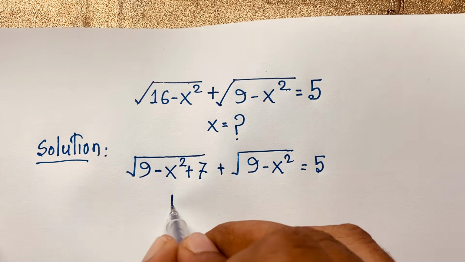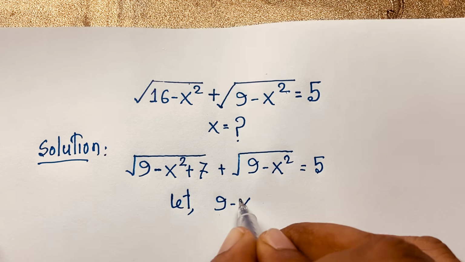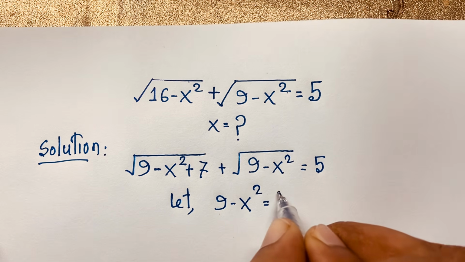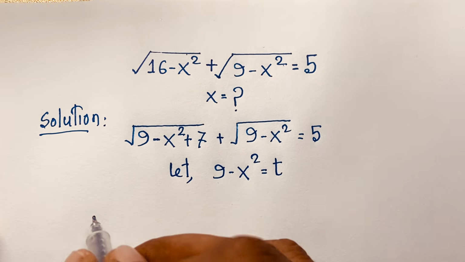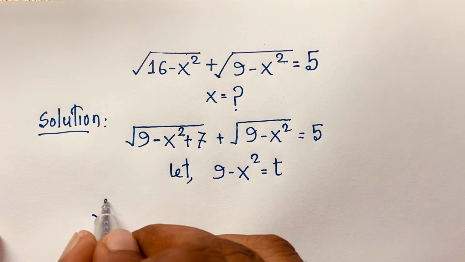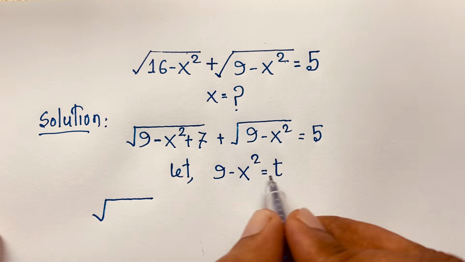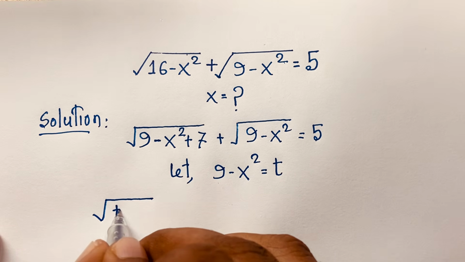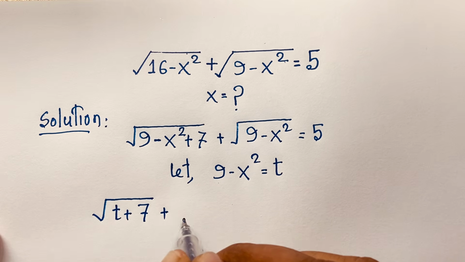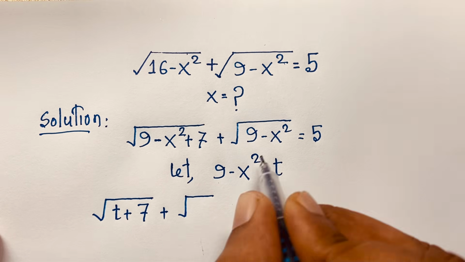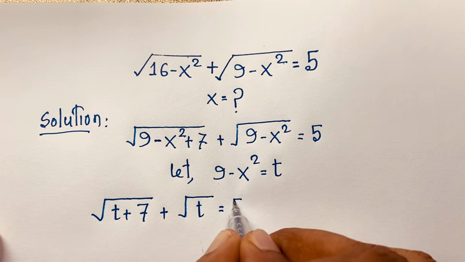So let 9 minus x to the power 2 be equal to t. At this moment I substitute this value here. So this is square root of (9 minus x squared, which is t, plus 7), plus square root of (9 minus x squared, which is t), is equal to 5.